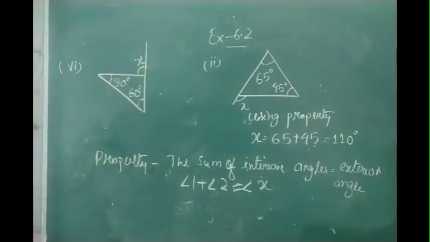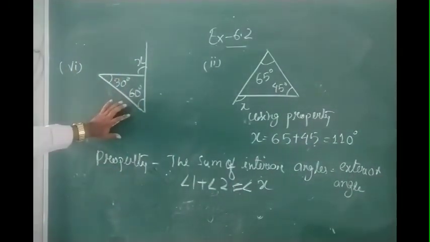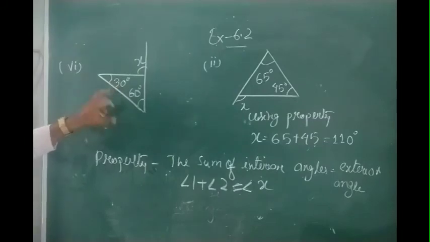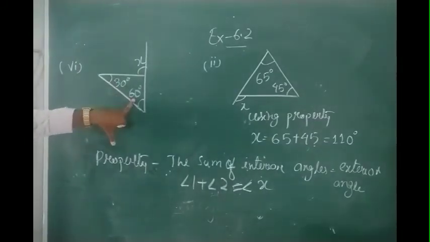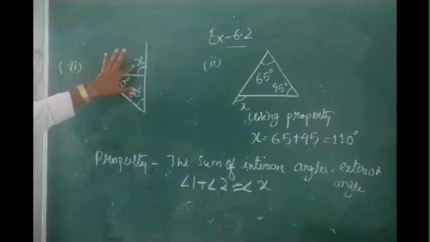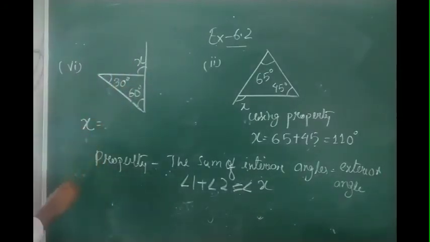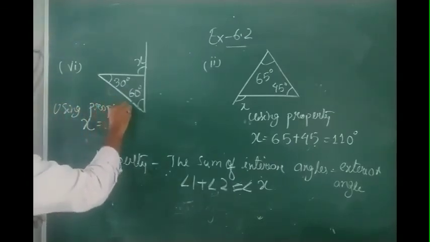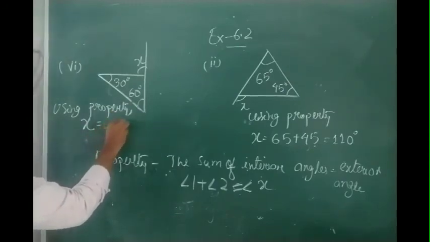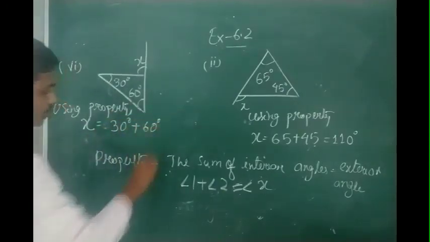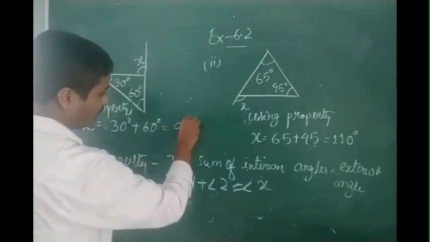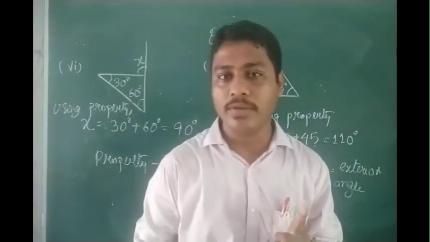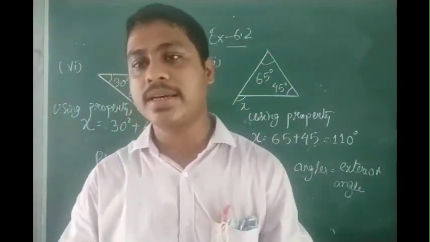Before moving to question number 2, let me show one more question related to it. Question number 6. In this triangle, again we have two interior angles: one is 30 degrees, the other is 60 degrees, and the exterior angle is x. We need to find the value of x. Using the property, x will be equal to the sum of the interior angles, 30 degrees plus 60 degrees. So what will you get? 30 plus 60, your answer will be 90 degrees. Okay, so I have done questions 1, 2 and 6. 3, 4 and 5 are homework for you. Question number 2 I will discuss in the next class.